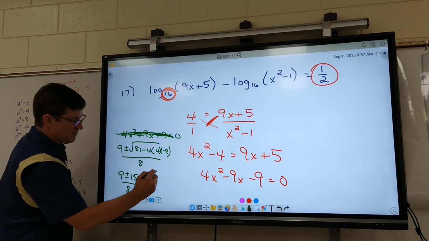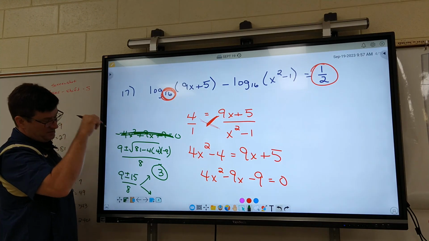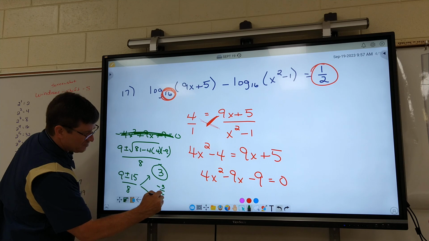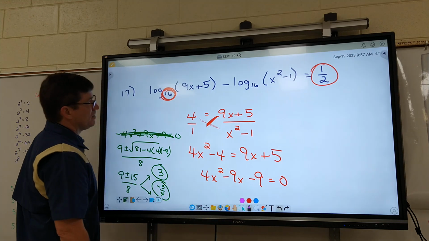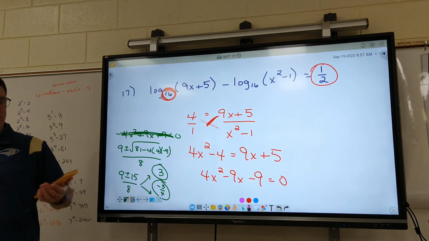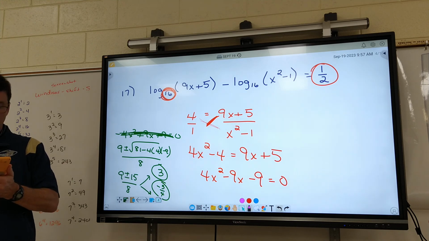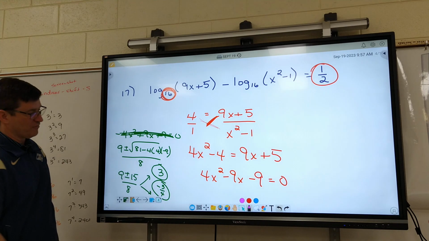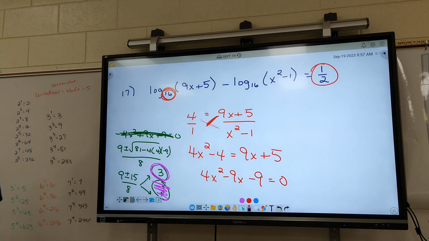So 9 plus 5, I got 3 for my first answer. Y'all get negative 3/4? Somebody check that. All right, so we've got to figure out which one we can throw out. The 3 should work. I'm going to plug in negative 3/4 right here. I don't think it's going to work. Let's try it. 9 times negative 3 over 4 plus 5 gave me negative 7 over 4. That answer won't work. The only answer that works is 3.